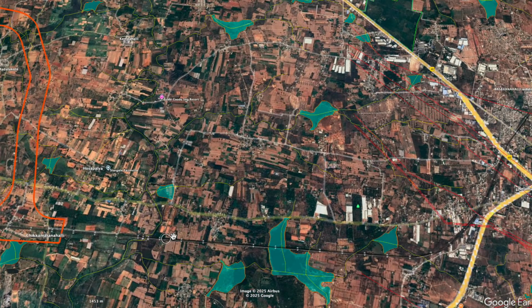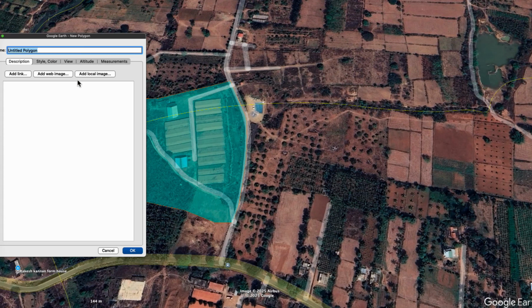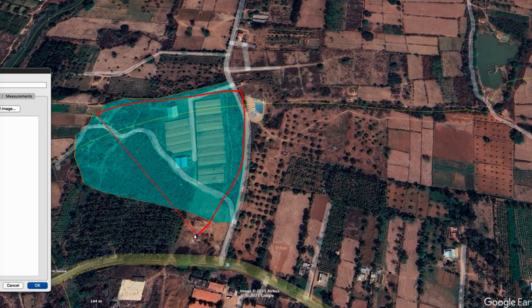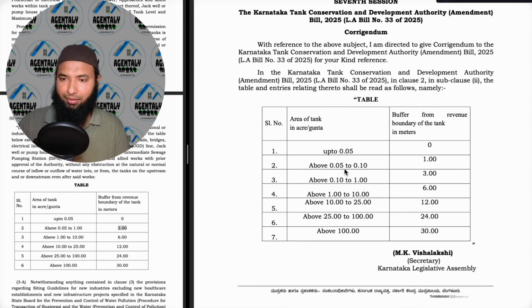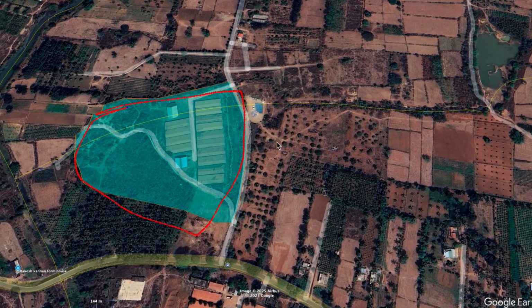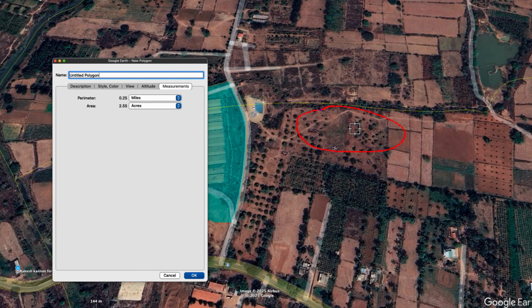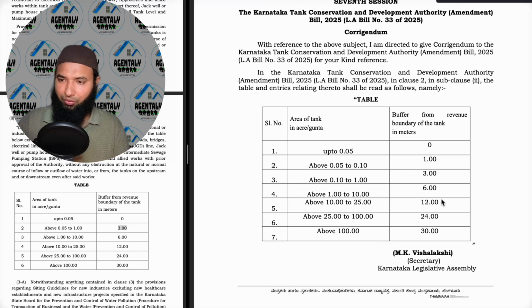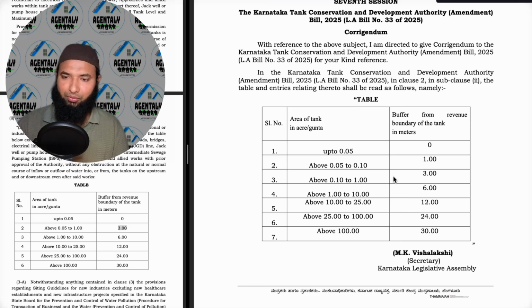For example, I'm trying to see if we get any smaller one. Something is constructed inside the lakes. Let us see the size. 10 acres. Let us consider this as 9 acres. Again the same, only 6 meters. So 1 acre would be very small. Let us draw an example here and see how much this is. 2 acres. See, this is the size of 2 acres. If it is 2 acres, it comes under 6 meters. For even smaller ones, how much have they said? A 3 meter buffer zone. 10 guntas to 1 acre.